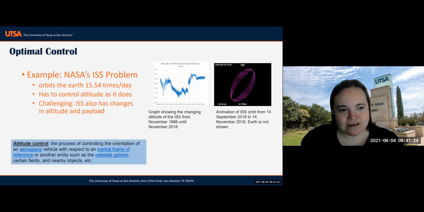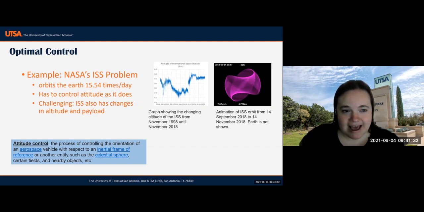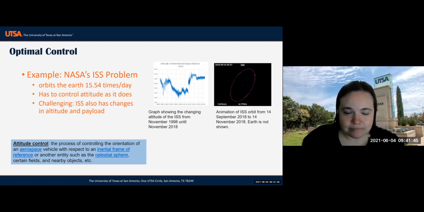So one challenge that the ISS has, so the ISS actually orbits the Earth a little over 15 times a day. And as it does this, it has to control its attitude. And attitude in this sense, you can think of as orientation. So the relative orientation of the ISS with respect to the Earth. And it has to maintain this orientation both for communications and also for its solar panels. And this involves both regular maintenance of it, regular control of it to keep it oriented, but sometimes also larger adjustments to reorient it. This can also be really challenging because the ISS has changes in altitude, so height above the Earth, and also in payload. So it's sometimes weighing different amounts.